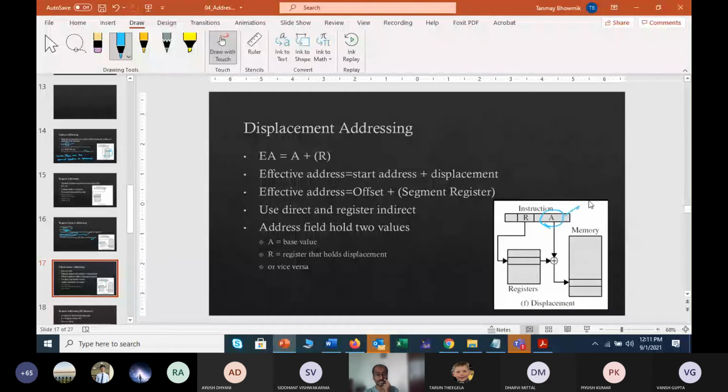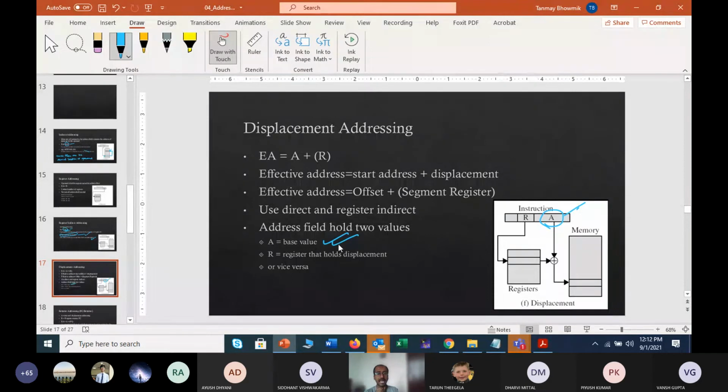This is the offset, and this is the displacement, or the segment register. This is the segment register. So you will add these two and you will get your effective memory address, where A is your base value.